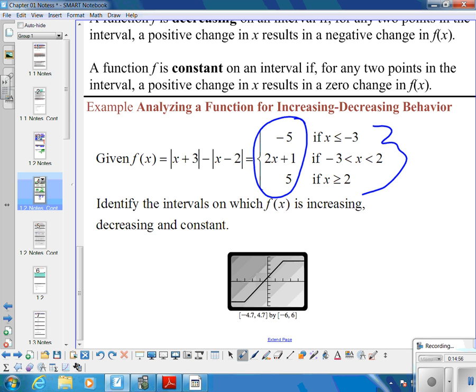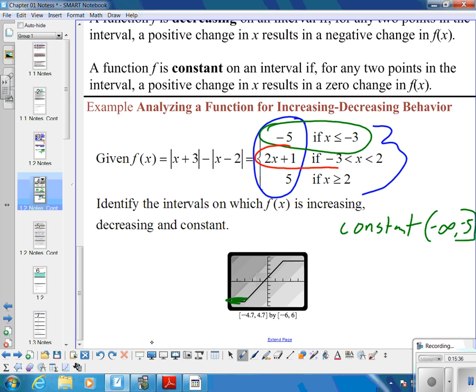What I mean by that is this right here is saying you're basically going to have the graph y equals negative 5 when x is less than or equal to negative 3. Well, that's being shown down here on the graph, this part right here. So what that means is the graph is constant from negative infinity to negative 3. It's constant.